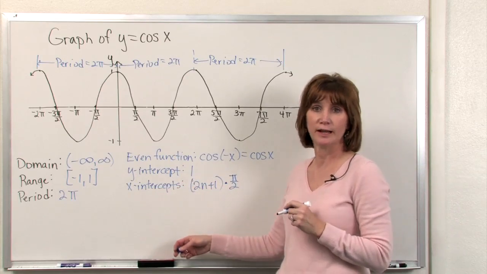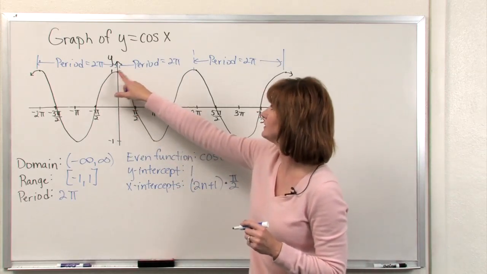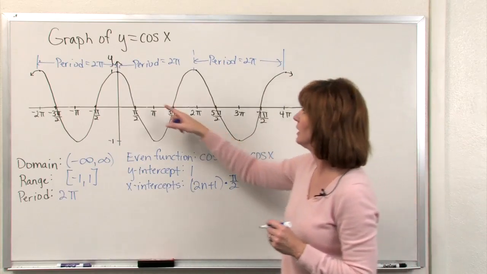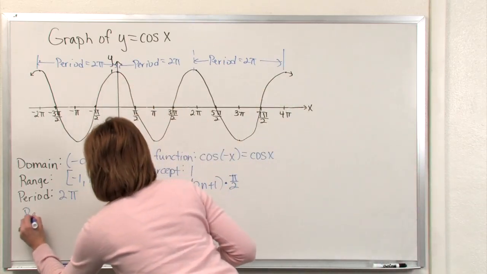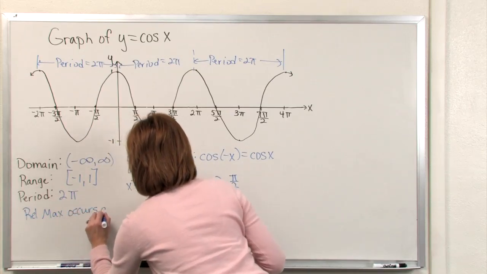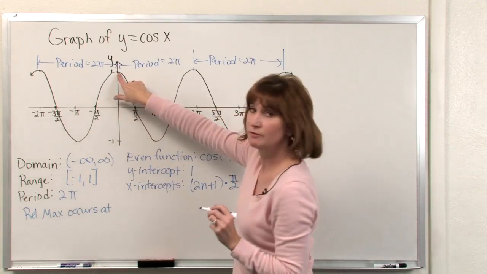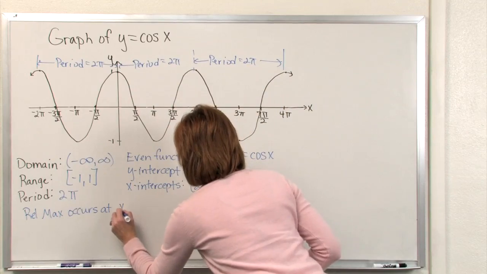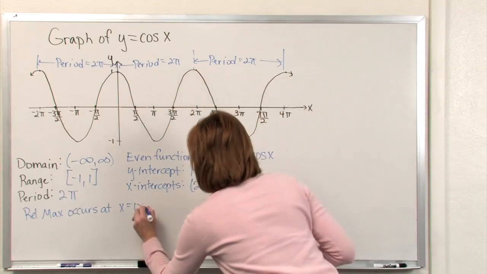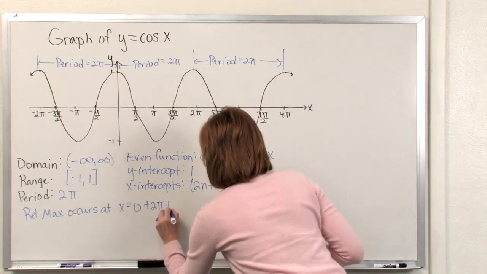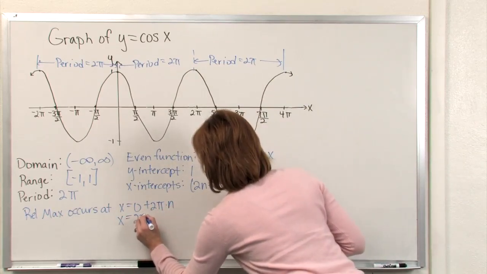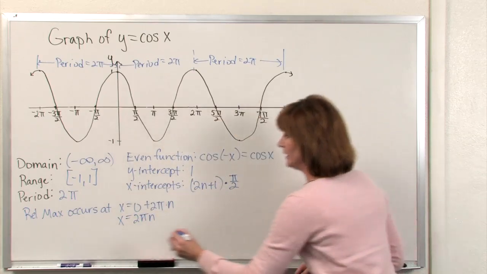The other thing we want to look at is the graph has relative max and relative min points, and we want to talk about where they occur. Let's look at the relative max first. Where does it occur? Well, this one's, of course, at x equals 0. And then the next one occurs 2 pi away, so we can add multiples of the period 2 pi, which is the same thing, of course, as saying 2 pi n, where n is any integer.